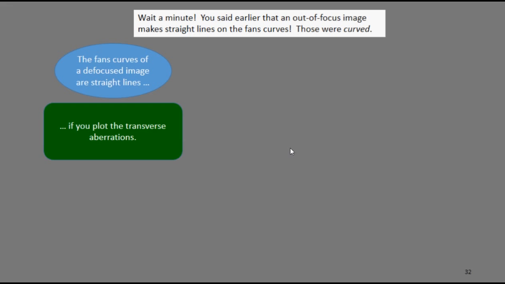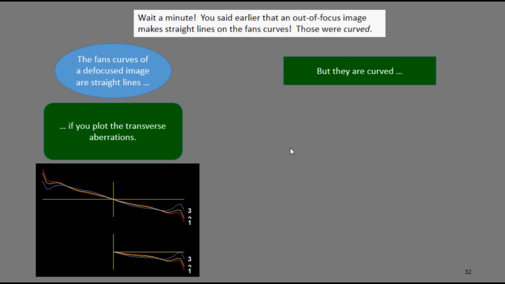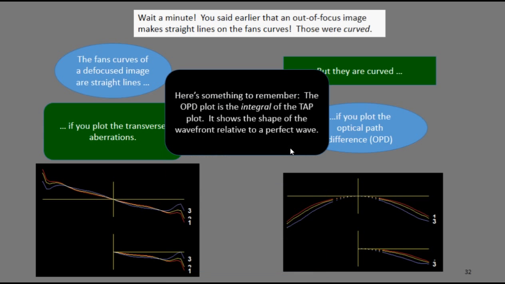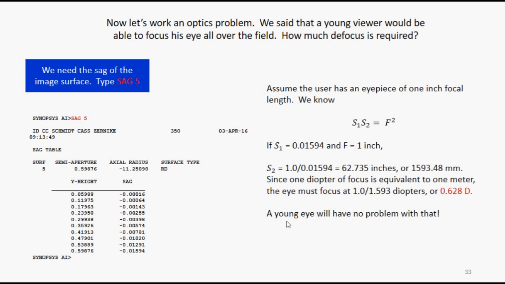Well, wait a minute. I said earlier that an out-of-focus image makes straight lines on the fan's curve, and those were curved. What's going on? Well, the fan's curves of a defocused image are straight lines if you plot the transverse aberrations, like that. But if you're plotting OPDs, they're curved, like that. And the reason is because the OPD plot is the integral of the transverse aberrations plot. You can think of it as showing the shape of the wavefront relative to a perfect wave, as you see here.